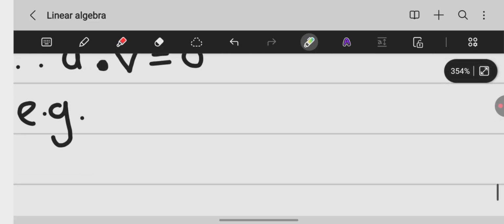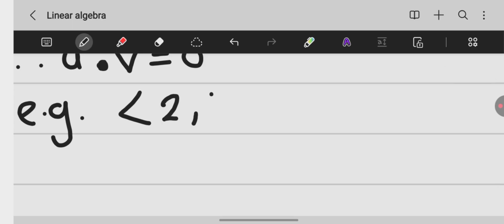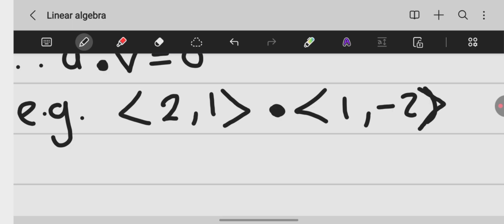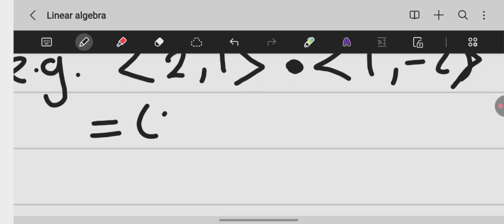An example of this would be, let's say you're given this vector 2, 1, dotted with 1 and -2. The dot product between the two would be 2.